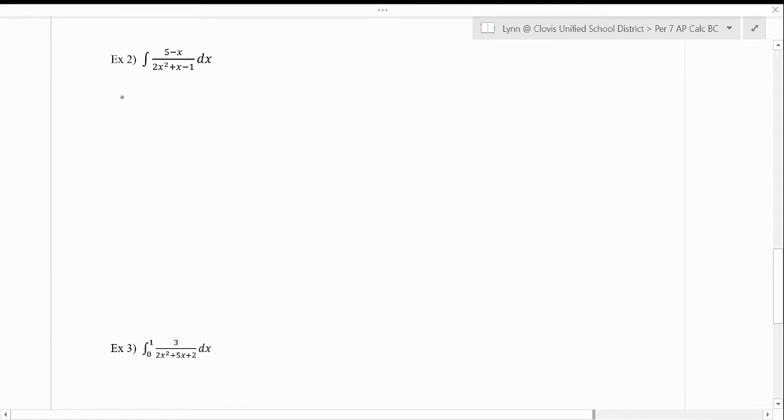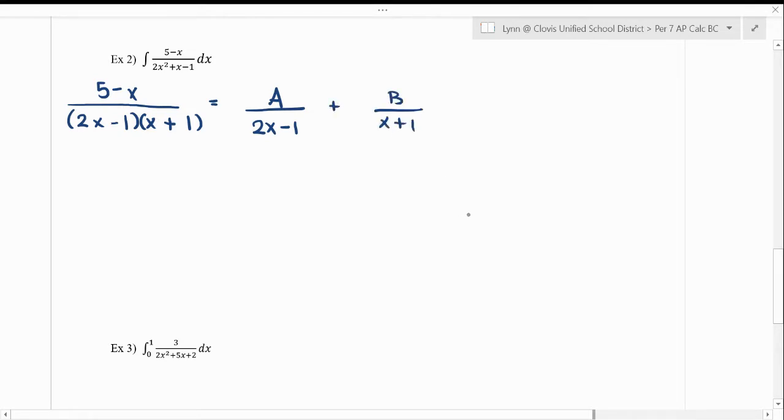So I'm going to start with this 5 minus x, and in the denominator, factor that out. So 2x squared would be 2x and x, and then to get a negative 1, I know it'll be 1 times 1, and then one of the numbers needs to be positive, one of them negative. My middle term is positive, so I want this to be positive and this one to be negative, because that would give me positive 2x minus 1x, which is 1x. So then I would have a over 2x minus 1, and then plus b over x plus 1.